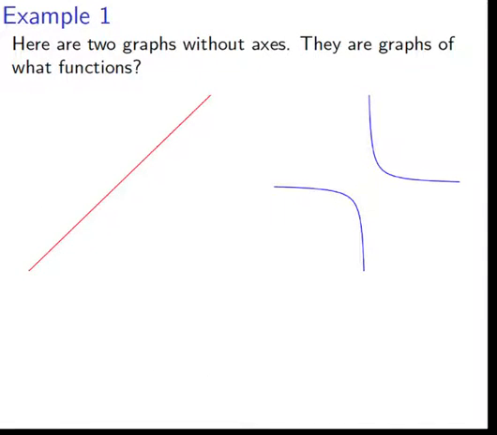Here are two graphs without axes. They are the graphs of what functions? Well, this one, it's going up. It looks like a slope of 1. It's pretty stable. It's just increasing continuously. It doesn't bounce. So this is almost certainly f of x equals x.